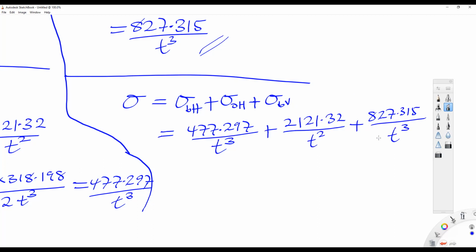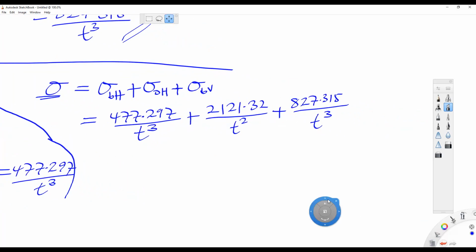Now, for the design to be satisfactory, we say that this stress build up in the material should be less than or equal to the allowable stress given. So for the satisfactory design, the stress component is the permissible stress, which is equal to this one here. So what we can do is to equate all this to 60. But before that, let's simplify.